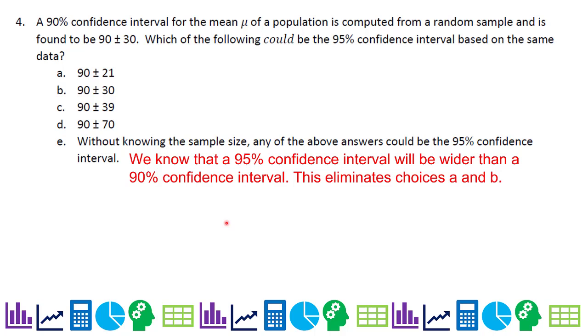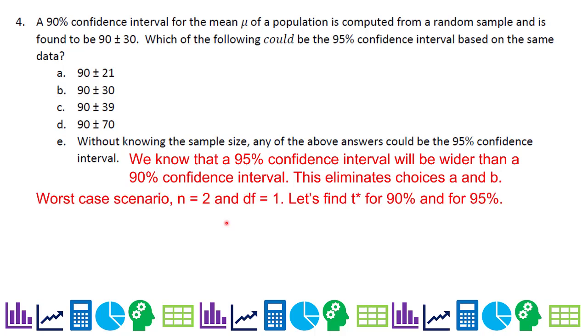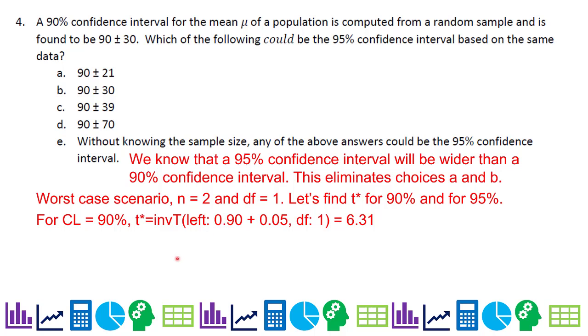So let's go ahead and do a worst case scenario with the smallest sample size, which is 2. So degrees of freedom is 1. And we'll go ahead and find T star for both intervals. So for confidence level 90%, you're going to do inverse T. T star is inverse T. Our left area is 0.90 because we're doing a 90% interval and we have the central area. And then we're going to add 0.05 because that's also to the left of the interval. So we get 0.95 in degrees of freedom.